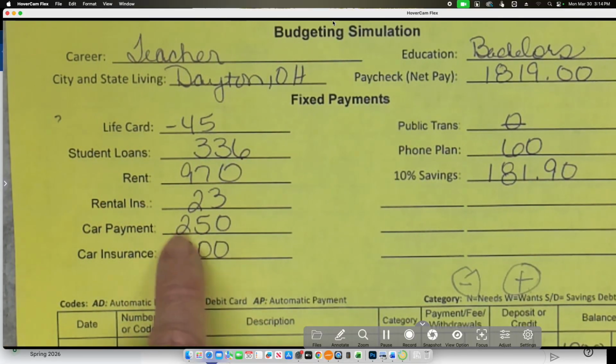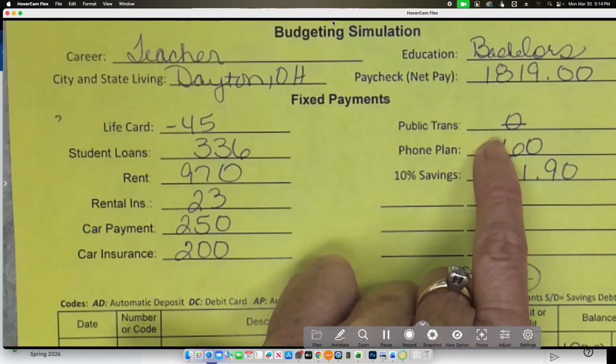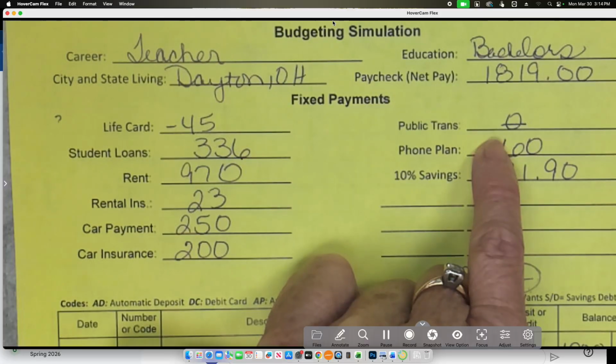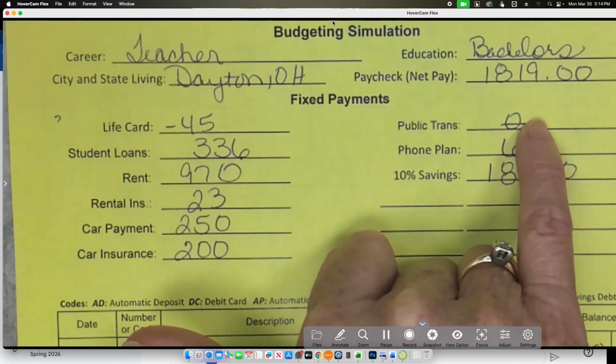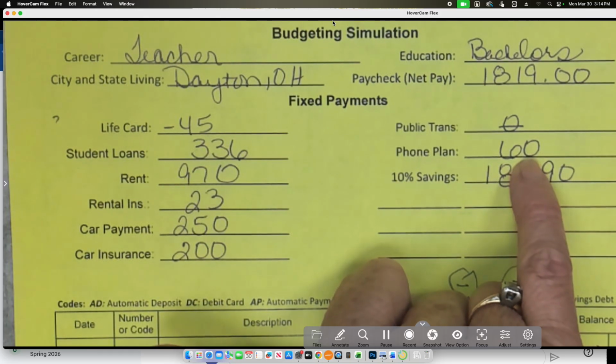Your renter's insurance, your car payment. Car insurance is either going to be $175 or $200, unless you have no car payment and no insurance because you use public transportation. I did not do public transportation, so mine is 0 here, but you might have money here. What phone plan did you do?